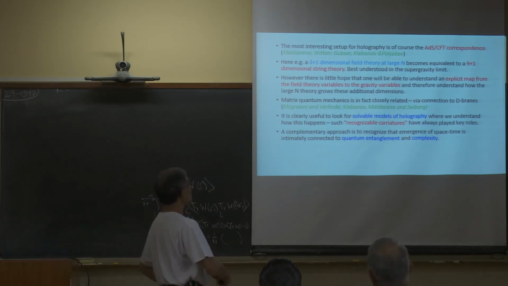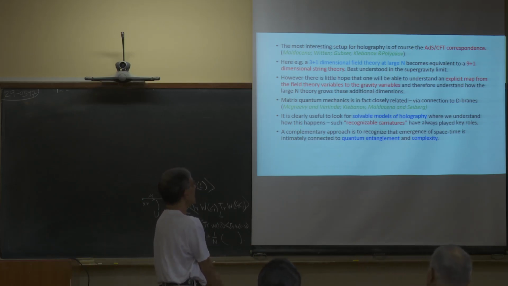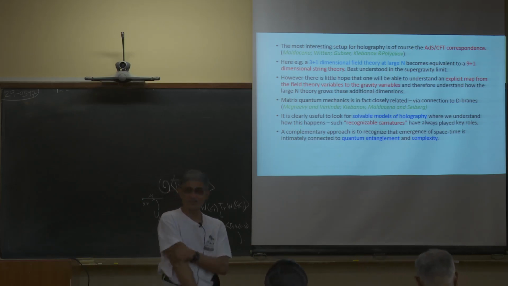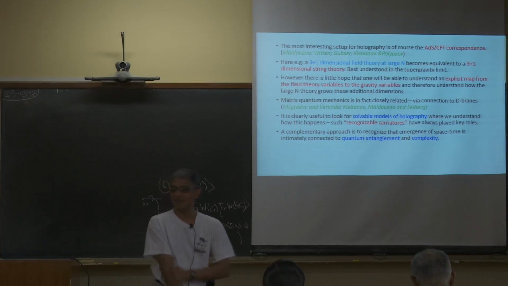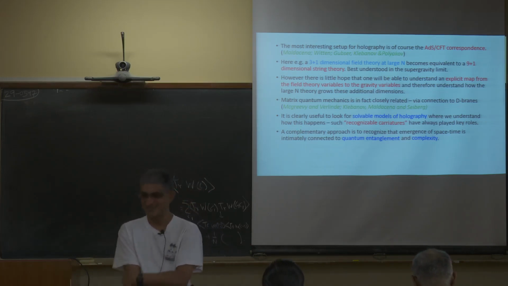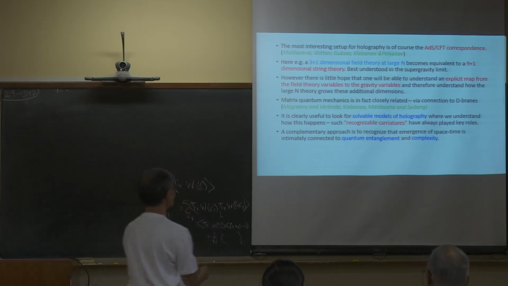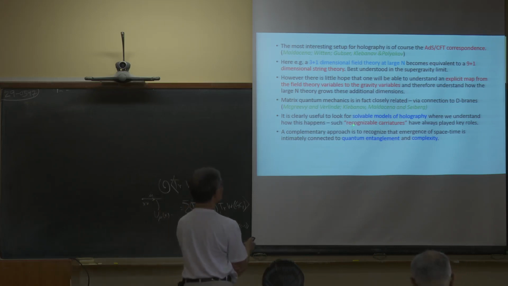So it's clearly useful to look for solvable models of holography where we understand how this happens. So this, in Coleman's words, are recognizable caricatures of the real thing. That's always useful in theoretical physics, and so that's what we are going to pursue.